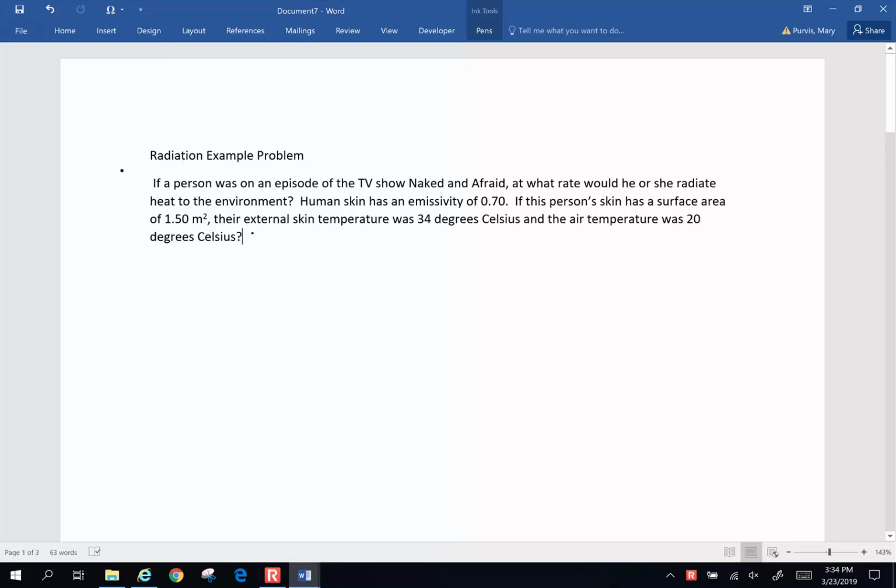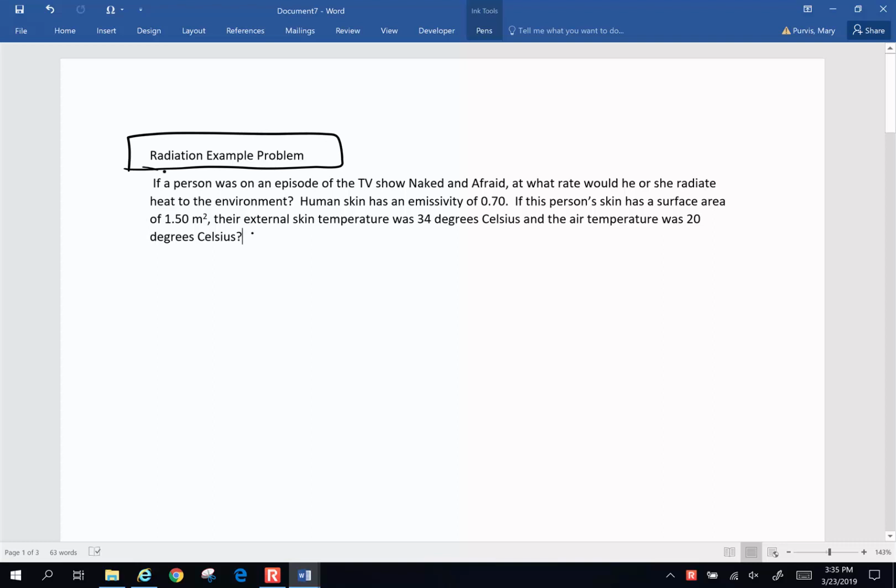Hi folks, we're going to do a radiation example problem, and here goes. If a person was on an episode of the TV show Naked and Afraid, at what rate would he or she radiate heat to the environment? Human skin has an emissivity of about 0.70. If this person's skin had a surface area of 1.5 meters squared, and their external skin temperature was 34 Celsius, and the air temperature was 20 Celsius.